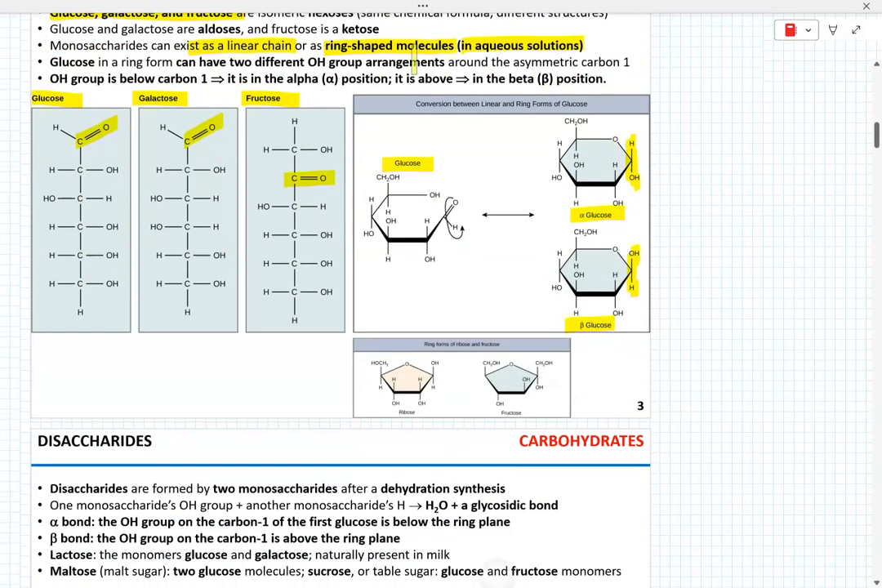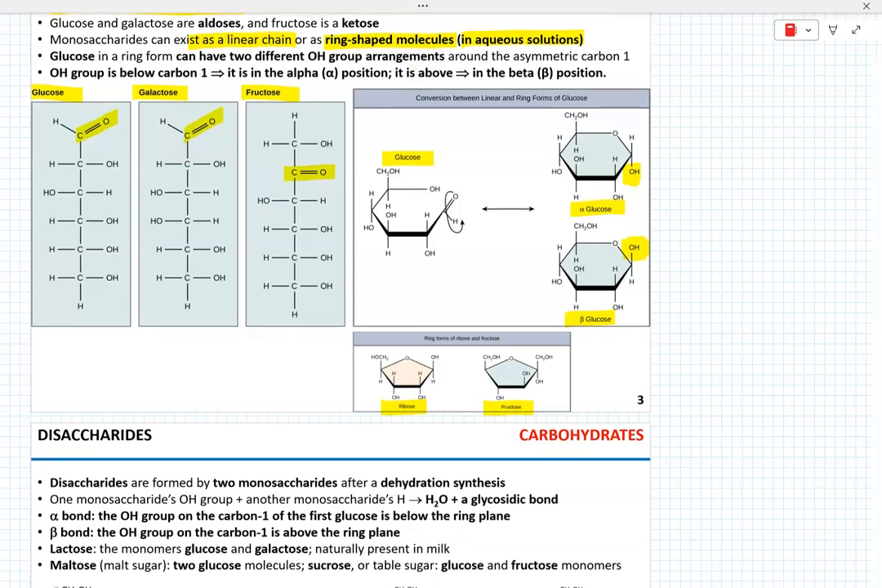These are ring forms of the pentose called ribose and the hexose called fructose. If the OH group is below the carbon 1 right here, we call it alpha glucose and consider that OH group to be in alpha position. If it's above, it is beta glucose because OH group is in beta position.